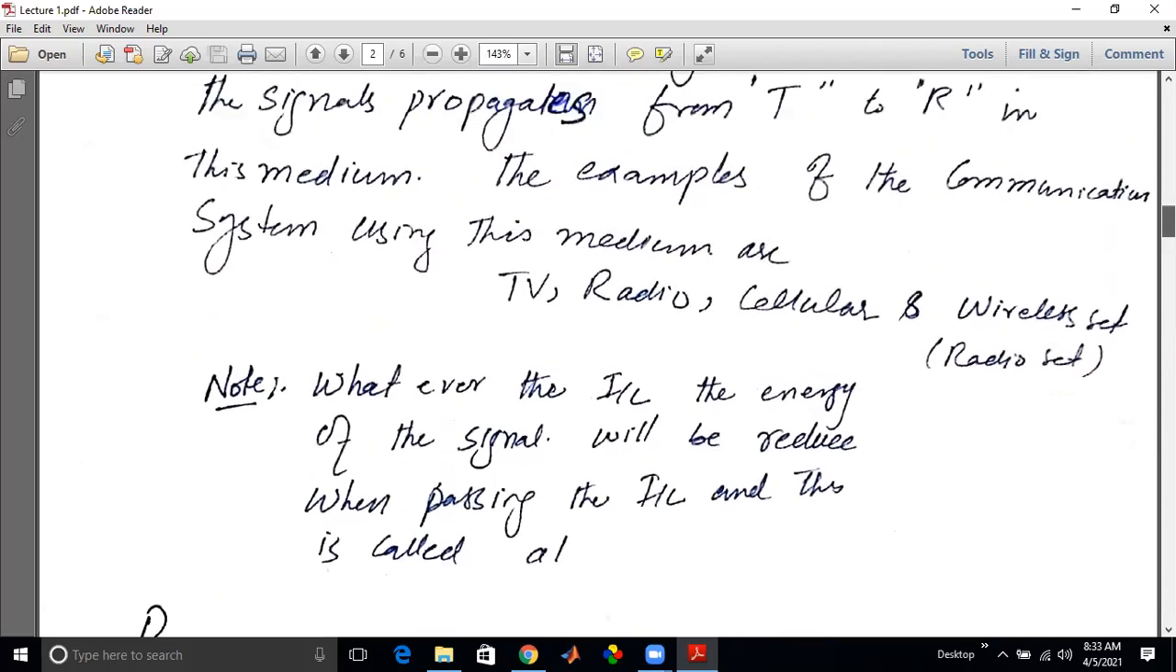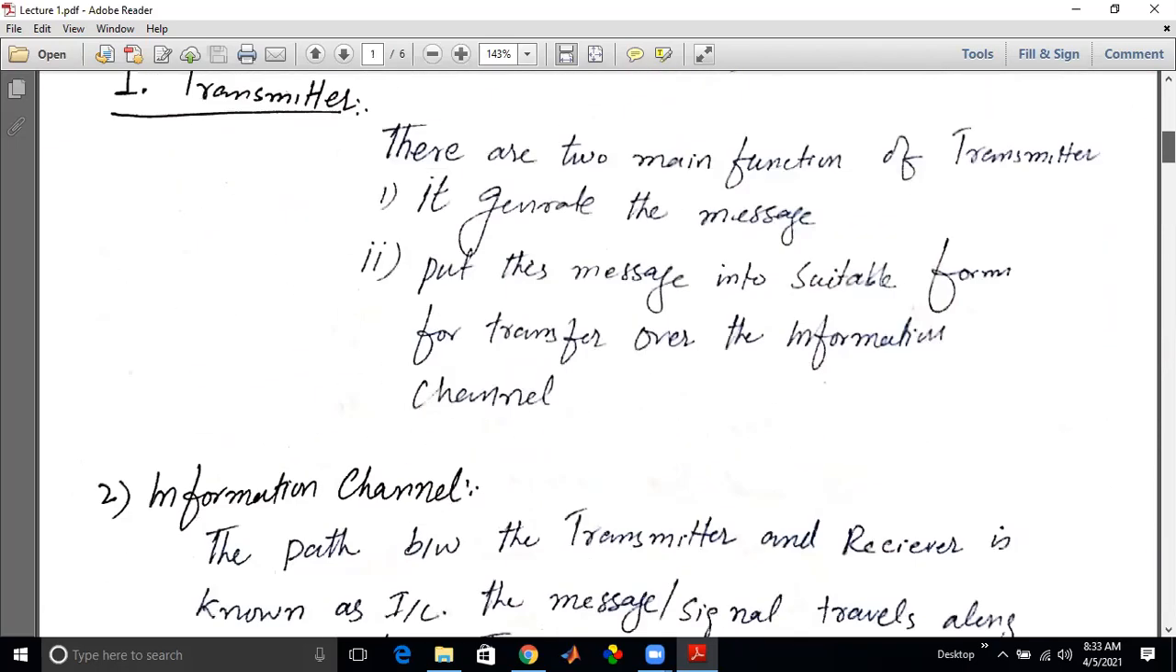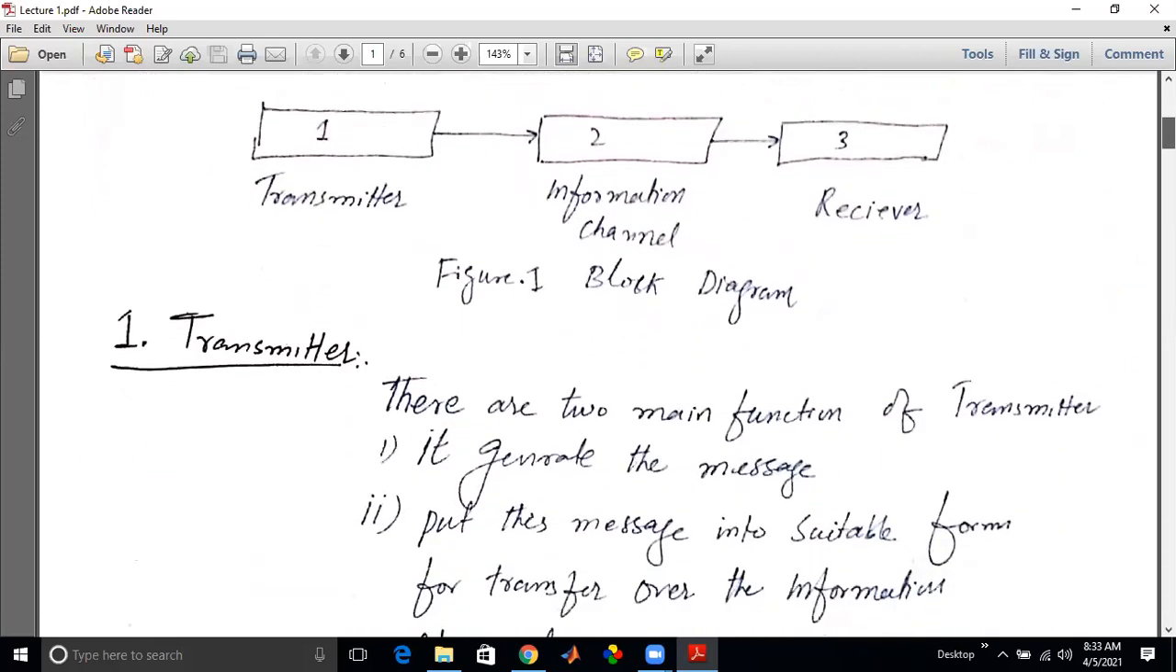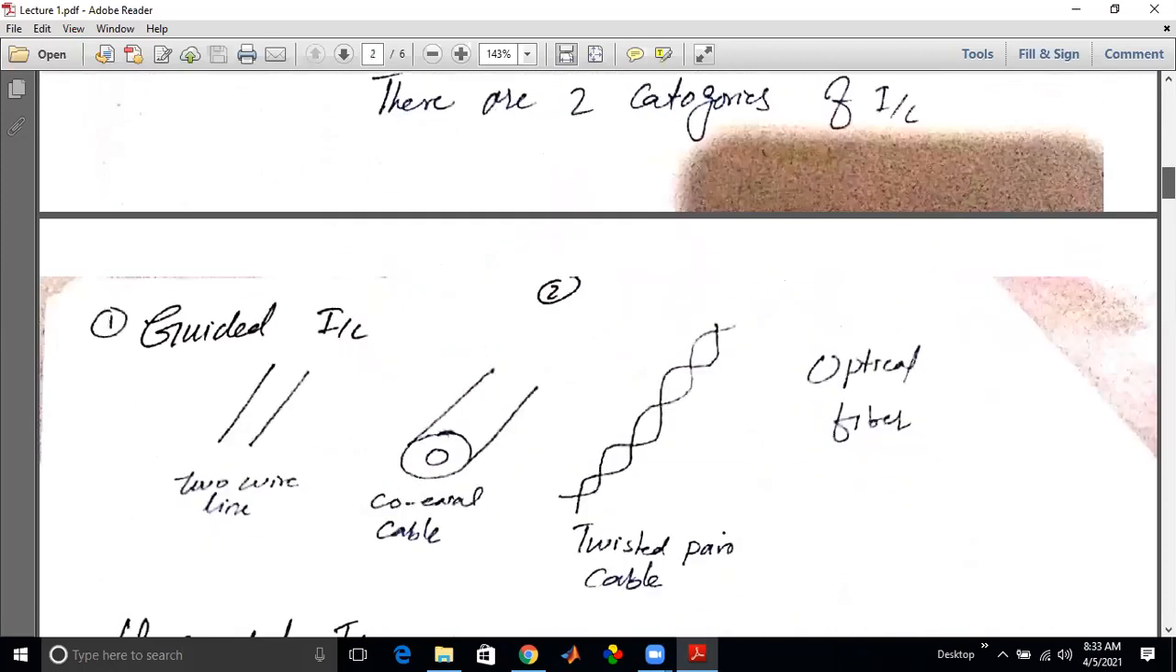The third block in our main blocks of the communication system is the receiver. The transmitter will transmit the signal, and this signal will pass through the information channel, and this information channel will be either guided or unguided. Now the receiver will receive the message signal, process it and give us output.